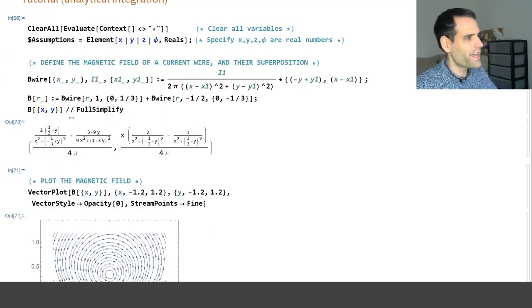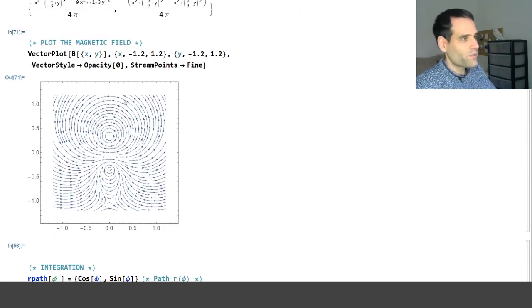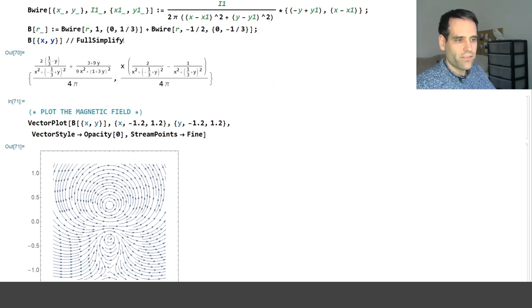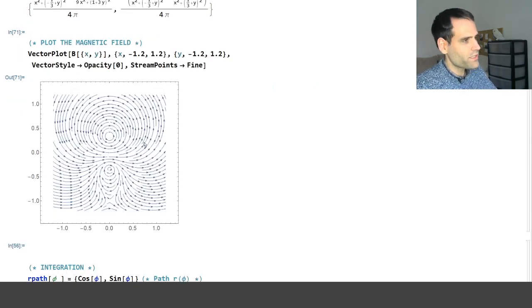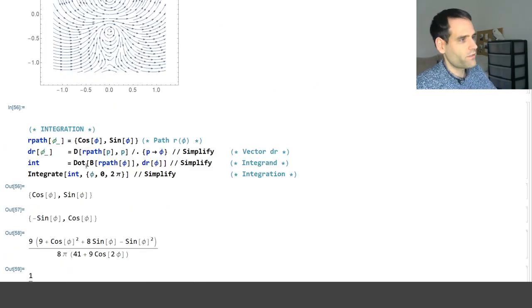And all of this is contained in this simple sum of two terms. Okay? So that was the easy part. Now let's do the integration. So I want to integrate on a circular path. So remember the steps to calculate the circulation. First step, parameterize the path.